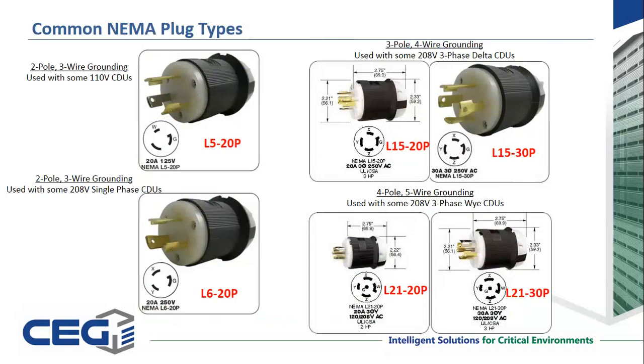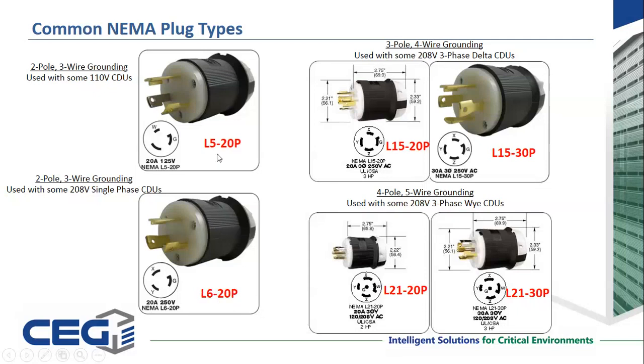And the nomenclature that NEMA uses does make sense if you understand it. If you look, there's a little hyphen in between all of these plug types in red. The L means it's a locking plug. The 5 to the left of the hyphen refers to the lower voltages, the 120, 110 volt stuff. A 6, like you see down here, refers to a higher voltage. So this is a locking 250 volt plug, and the stuff to the right of the hyphen is the amperage rating, and the P means that it's a plug instead of a receptacle.